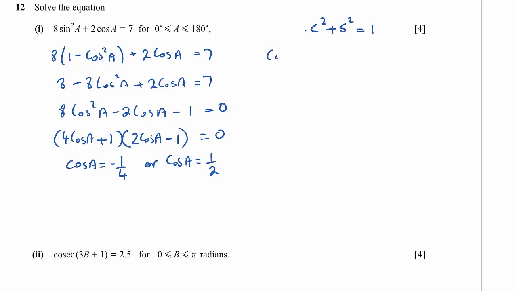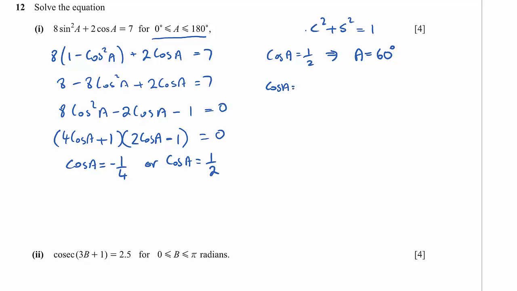Now, let's look at the cos a being equal to a half. There's only one angle in this range, and that's the principal value. Now, we've got the calculator, but we shouldn't need it because this is a standard angle. We should be able to say straight away there that a is 60 degrees from that one.